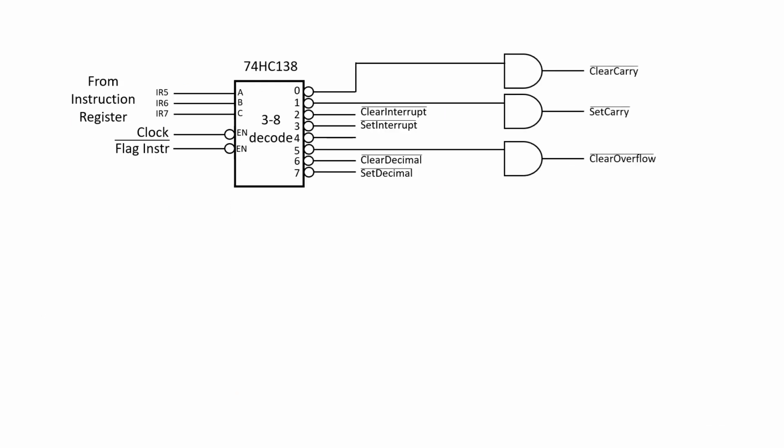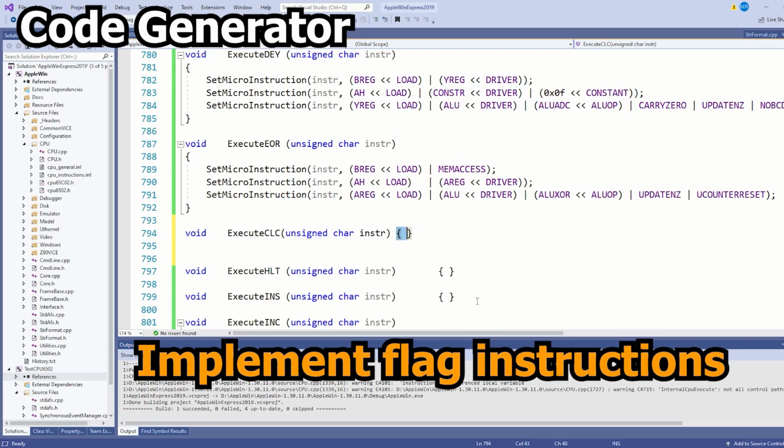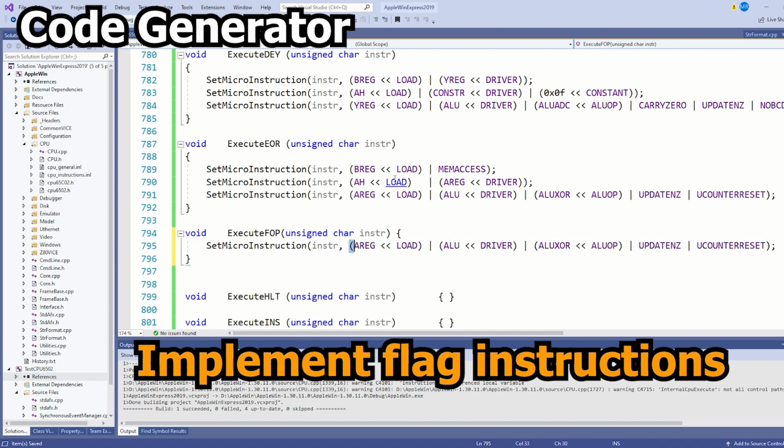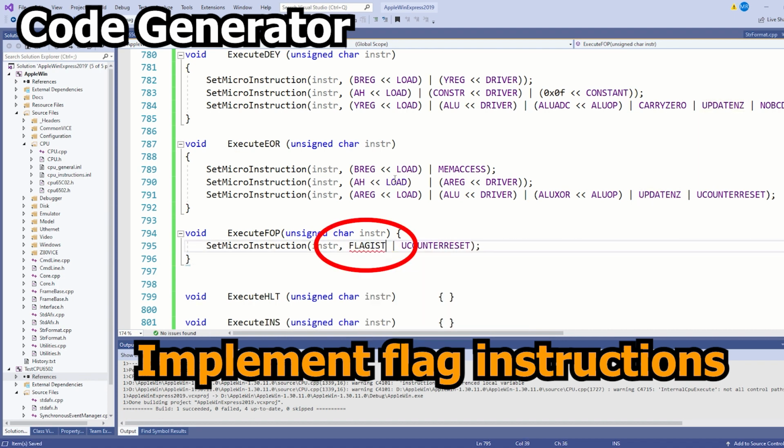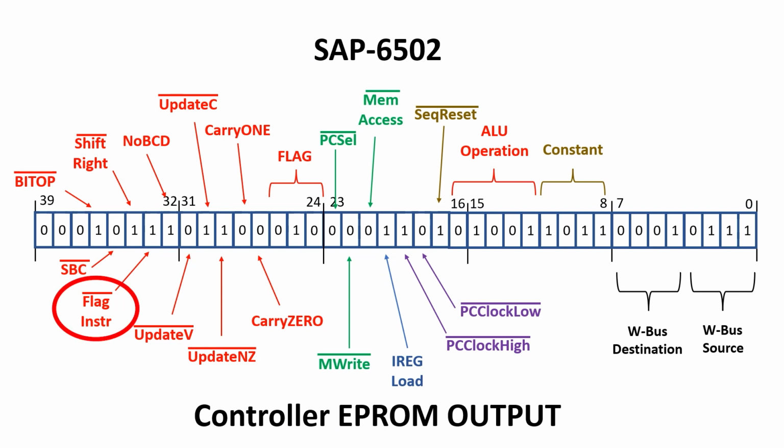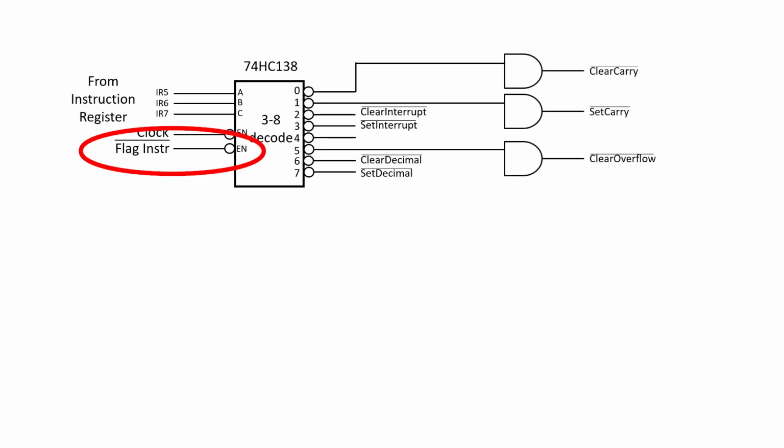Because I've connected the 74HC138 directly to the output of the instruction register, the microcode engine doesn't actually need to know which flag's involved or whether it's being set or cleared. All it has to do is assert the flag inst signal from the controller sequencer, which in turn enables the 74HC138, which can directly set or clear the appropriate flag.